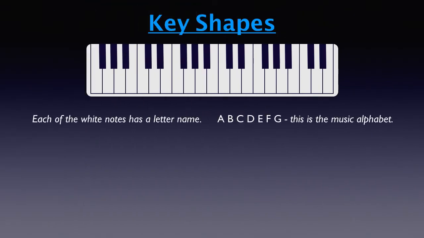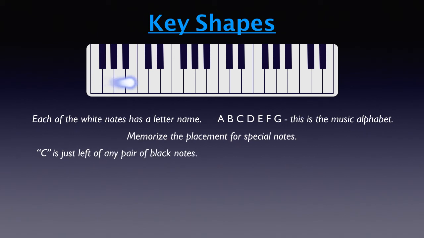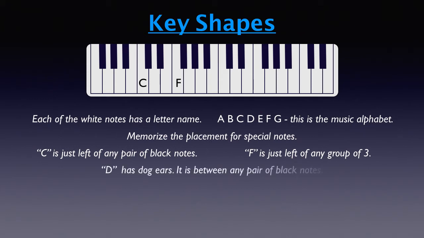Each of the white notes has a letter name: A, B, C, D, E, F, G. This is the musical alphabet. Memorize the placement for each of the special notes. C is just to the left of any pair of black notes. F is just to the left of any group of three. D has dog ears. It's between any pair of black notes.